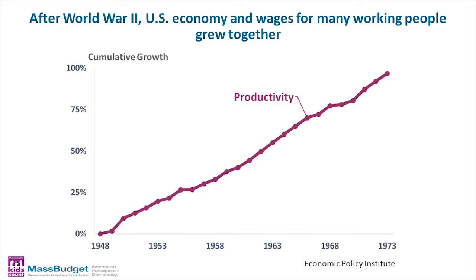So I'm just going to start with a picture. We're going to start with what's called the post-World War II boom. I'm going to be drawing you a picture in the form of a graph. On the bottom you see dates, 1948 to 1973. Going up is growth. So if something has grown by 100%, it means it's doubled. And Professor Watson is familiar with this.